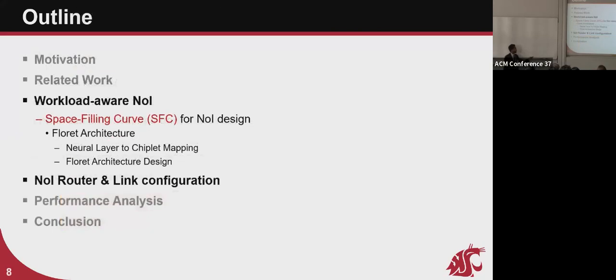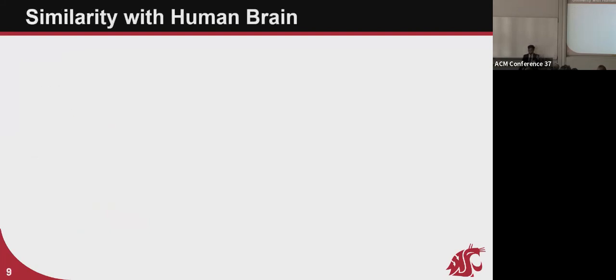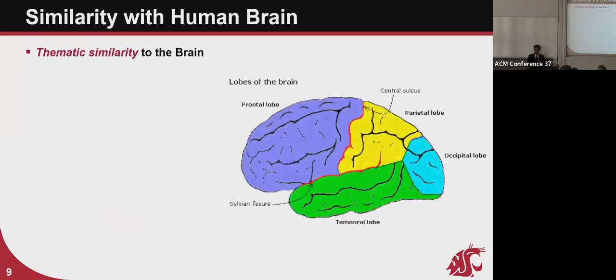So let's talk about this workload-aware NOI and space filling curve. First, I would like to bring out a similarity to the human brain, a neuromorphic similarity. Most of you might be aware that we have multiple different parts in our brain which are doing different tasks. They might be happening concurrently, and within one lobe, for example the frontal lobe, which is for visual recognition, or the occipital lobe, which is for spatial recognition or depth analysis, that might be working concurrently. So we have multiple tasks happening, which might be serial within themselves, and we have concurrent execution of tasks based on what type it is.